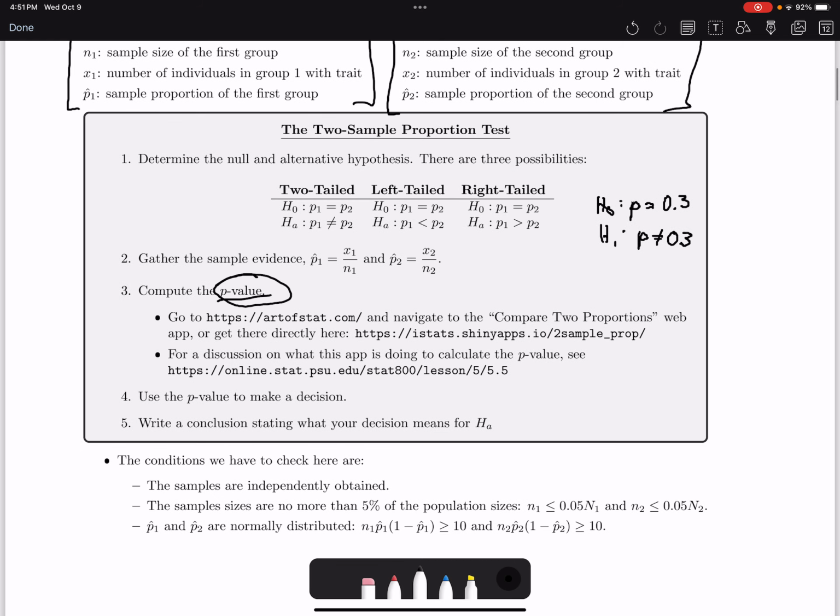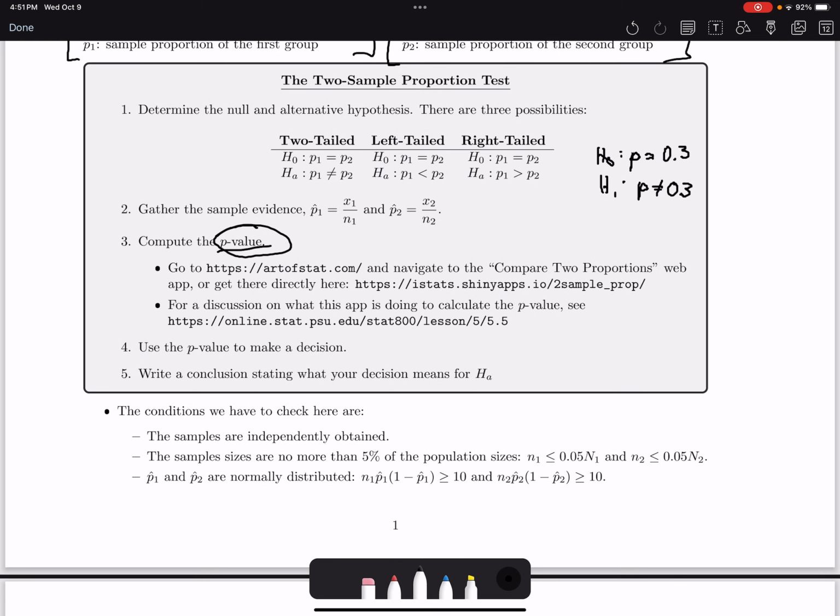Once we have our p-value, we can use it to make a decision, and we do this the same way as usual, right? If our p-value is less than alpha, then we reject the null hypothesis. If our p-value is not less than alpha, then we do not reject the null hypothesis.